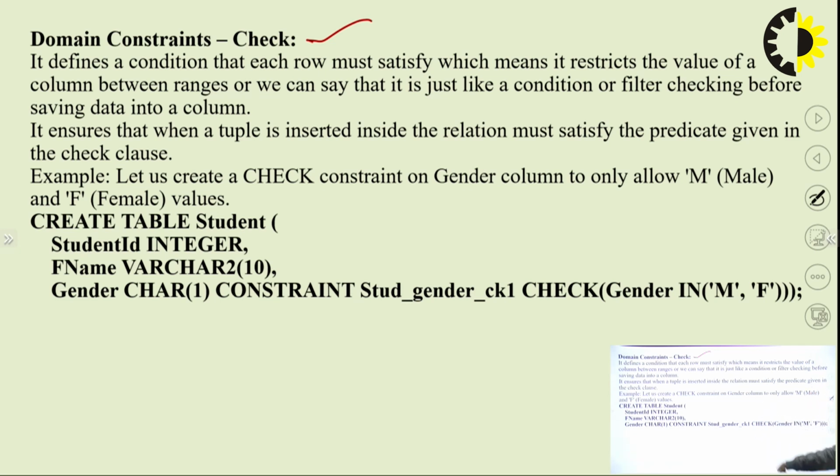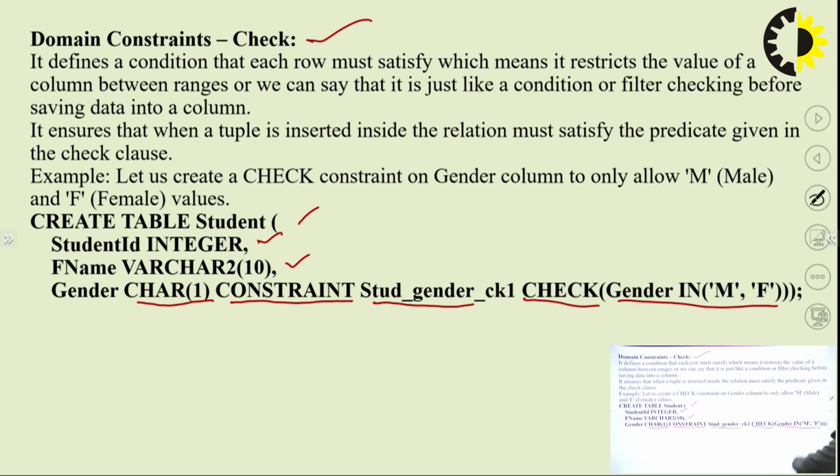In this particular table we have given check statements. The student table is generated and it has student ID as an integer value and the first name as a varchar type string value. Gender should be of character 1 and it has a constraint on student gender. Check is the constraint where gender in male or female. So, only two values will be inserted in this column, M and F.